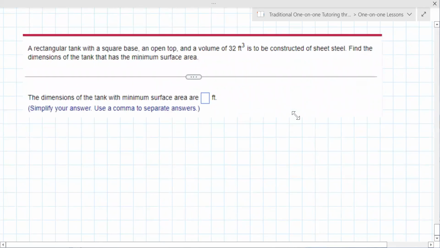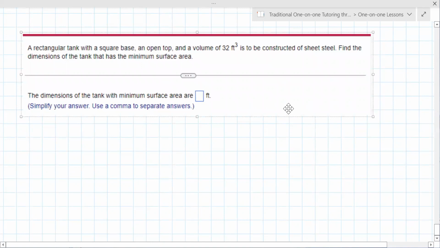All right, a rectangular tank with a square base and an open top and a volume of 32 feet cubed is to be constructed of sheet steel. Find the dimensions of the tank that has the minimum surface area. Square base and an open top.